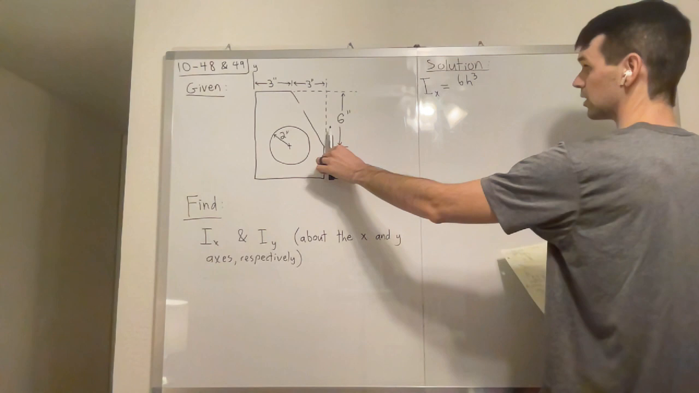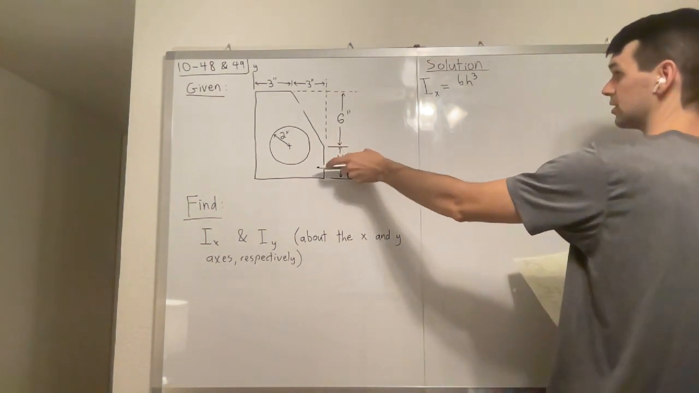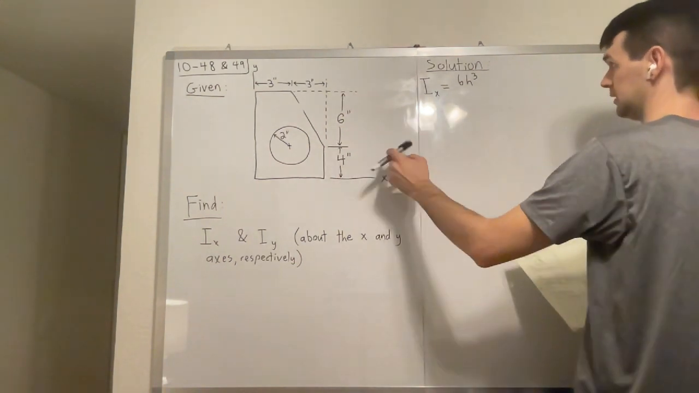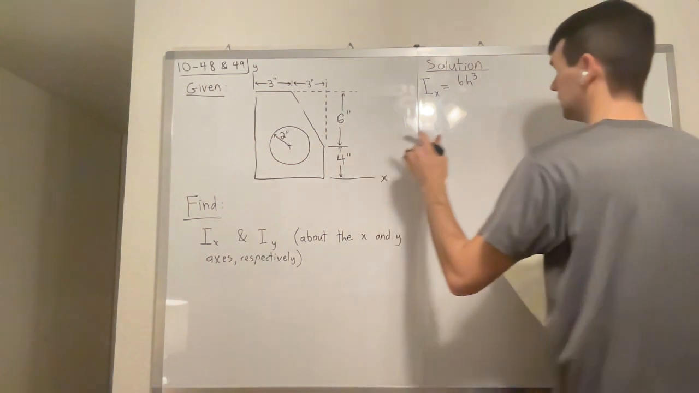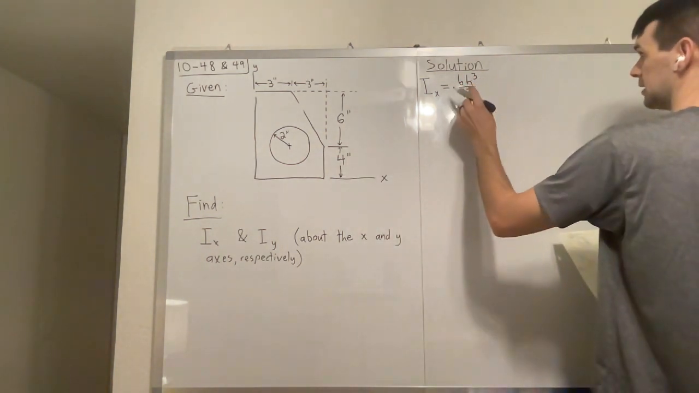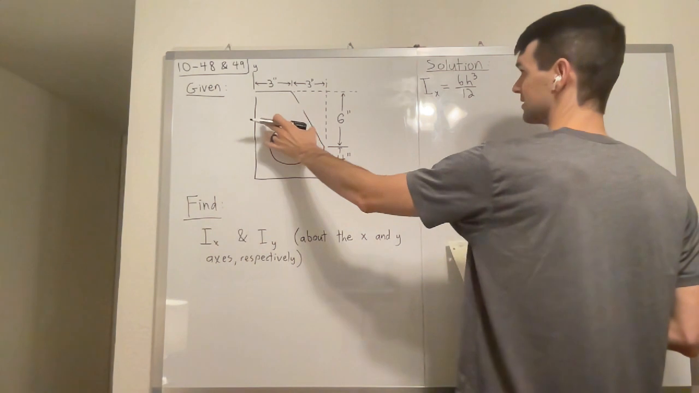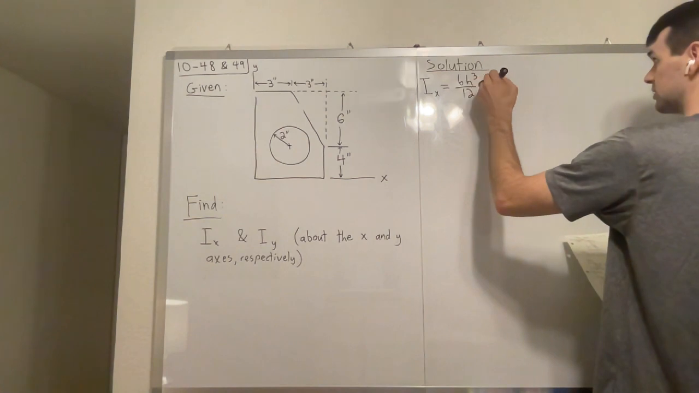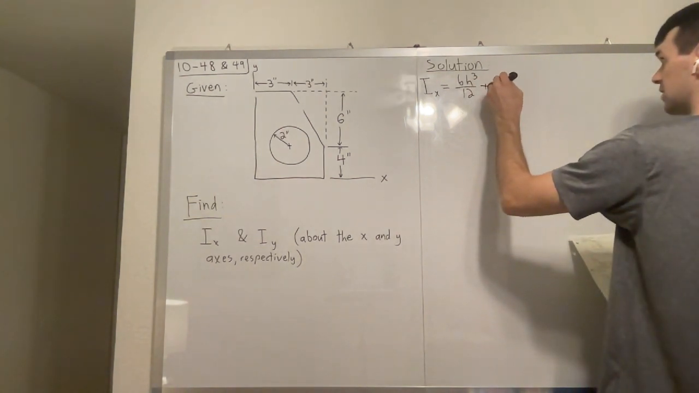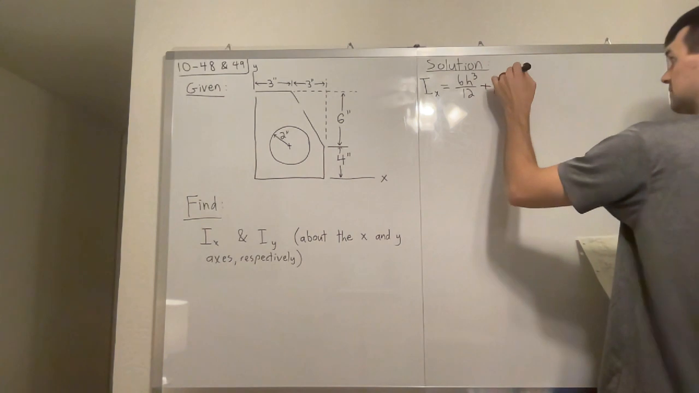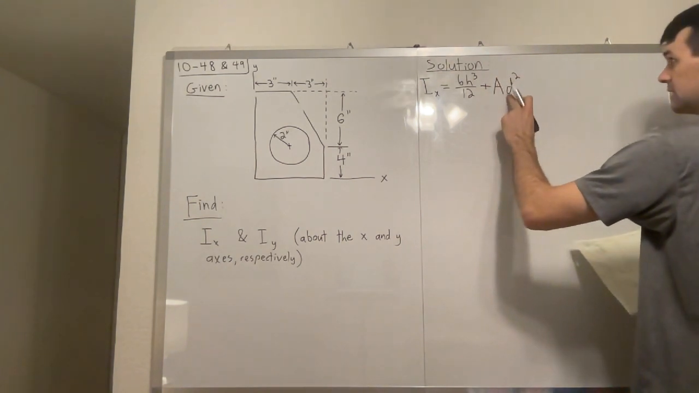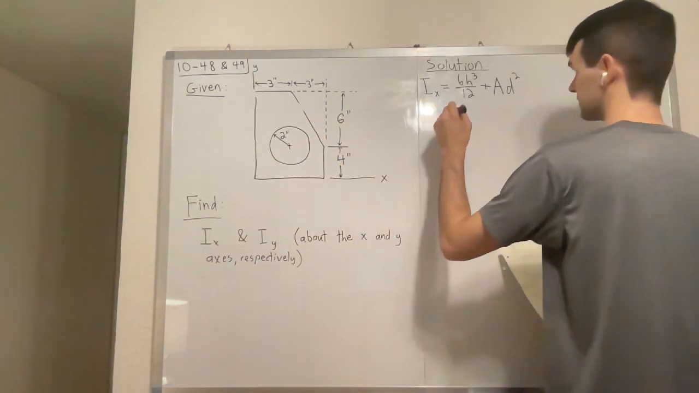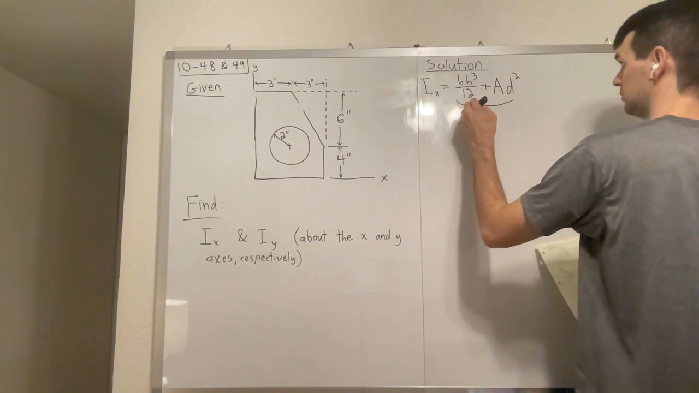Because again, it's far more important how far away things are. If things are farther away, it increases the moment of inertia much more. So base times height cubed divided by 12. And this would be if we were finding the moment of inertia about the center of the rectangle, but we're not. We're finding it about the x-axis. So we do what's called the parallel axis shift, which is the area of the rectangle times the distance squared, and that distance is the distance from the centroid of the shape to the new axis. So this is for the rectangle.